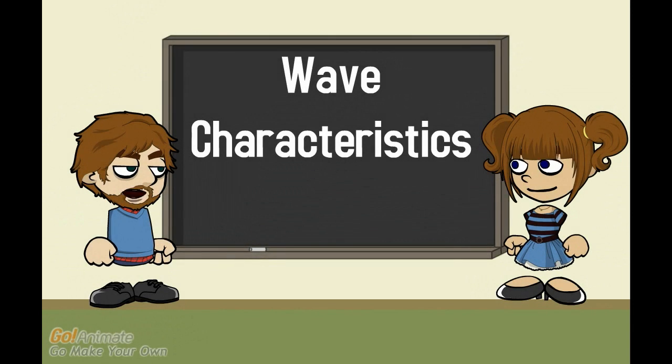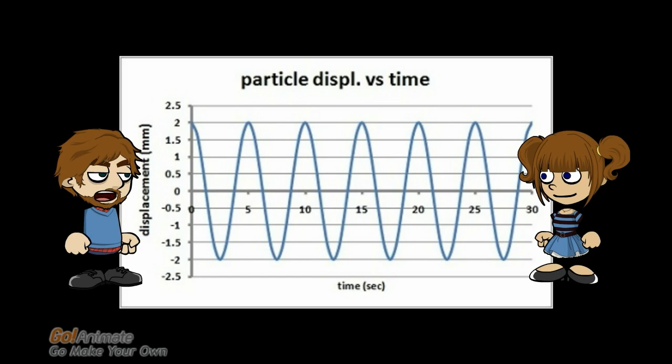Now let's look at different ways we can describe waves. All of the wave characteristics will apply to both types of mechanical waves. This graph shows the motion of a single particle as it moves. The vertical axis shows the displacement of the particle and the horizontal axis shows time. The graph shows 6 waves or 6 cycles of particle motion. So one cycle or wave is what it takes for the particle to come back to its starting position?